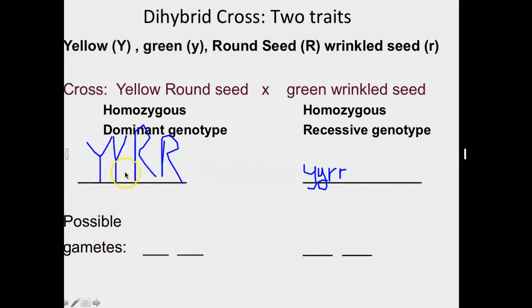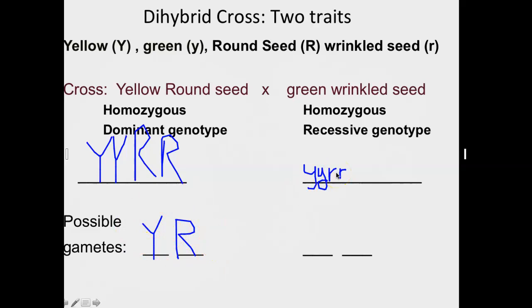So what are the gametes that this parent can make? Well, the Ys are going to separate, and since we only have a big Y, the only possible gametes that this parent can make have to have a big Y. And then since we only have big Rs, if you separate them, the gametes have to get a big R. They're going to get one big R. So this is what your gamete's going to look like. These are the possible gametes produced by this parent. This is a diploid cell. This is a haploid cell. It's only one homologous chromosome and one from each character.